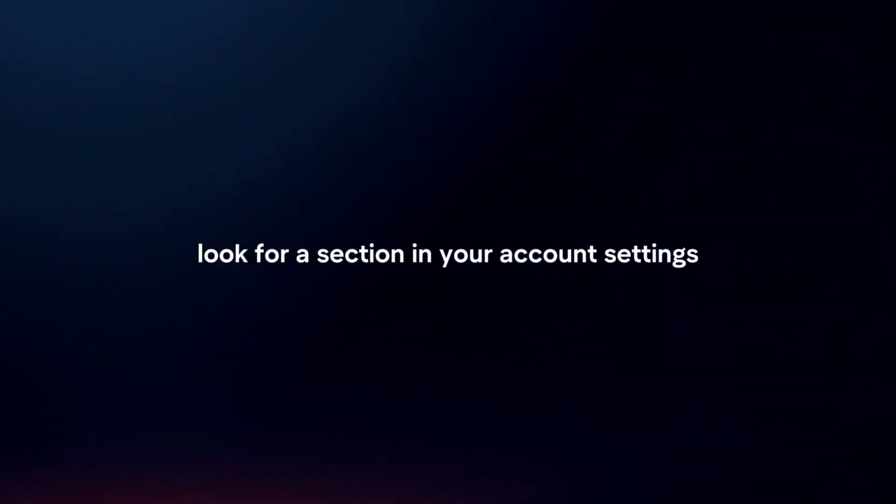Log into your account. Access your Western Union account through the website or mobile app. Navigate to Verification section. Look for a section in your account settings related to account verification or identification verification.